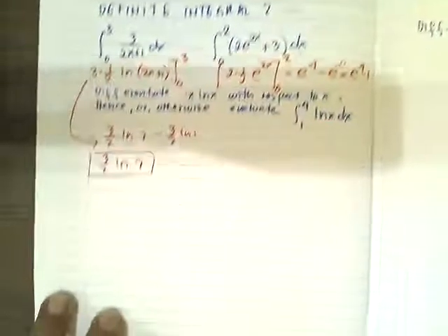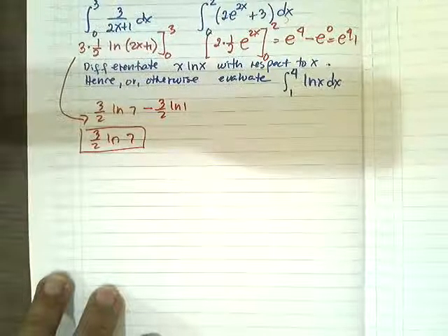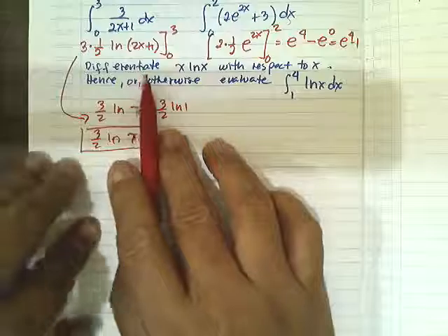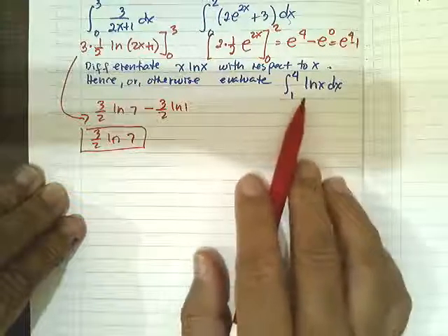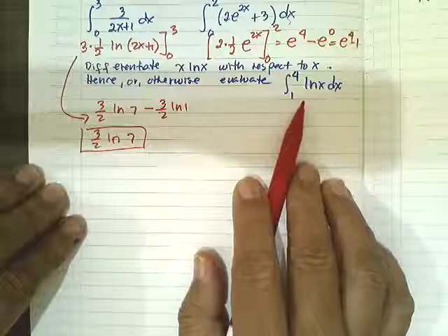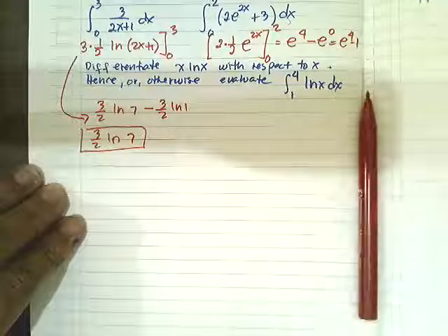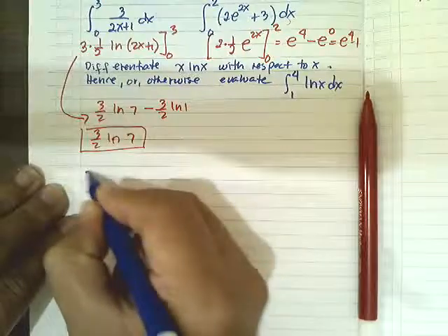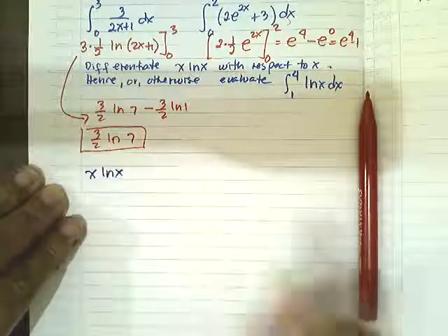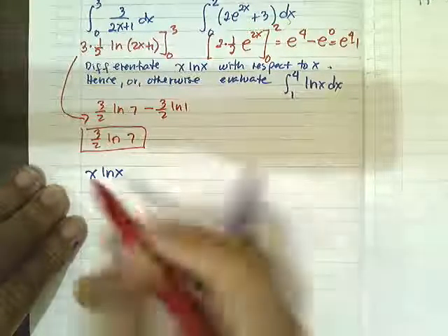Next example. Differentiate x ln x with respect to x, meaning find the derivative of x ln x with respect to x. Hence or otherwise, evaluate the integral of ln x dx from 1 to 4. So what we're going to do is just follow the clue. You need to differentiate x ln x.